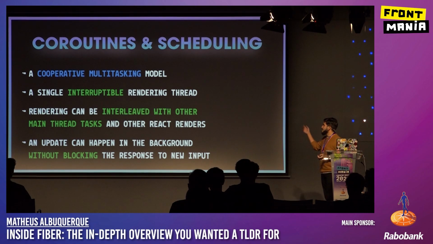What we have though is this cooperative multitasking model, where we have one single thread, but it's interruptible, and it can be interleaved with other tasks running in the main thread, but also other React tasks like other renders. And that's why, for example, we managed to have the update happening without blocking the one in response to new entry.